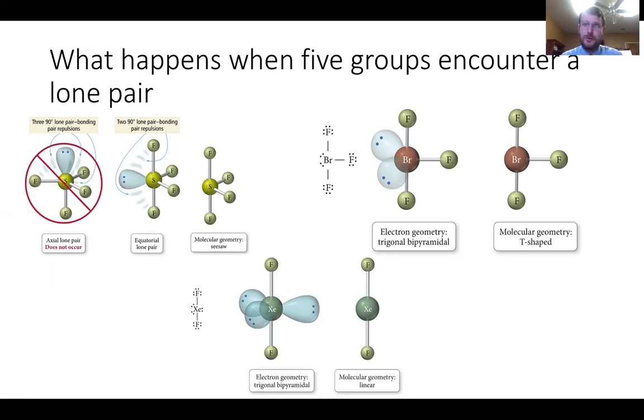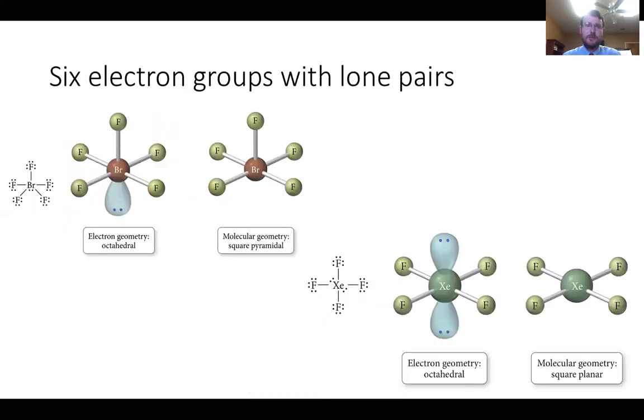Those two things combined will give us T-shaped, and really, we just have to practice. We just have to look at these things and figure them out, and like I said, we'll have a time in lab to do it. There are some practice problems for you to do. Make sure you have a lot of practice, and if you have 3 lone pairs, then that shape is linear. Now let's look at 6 electron groups.